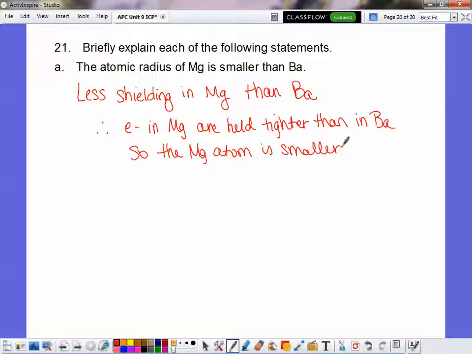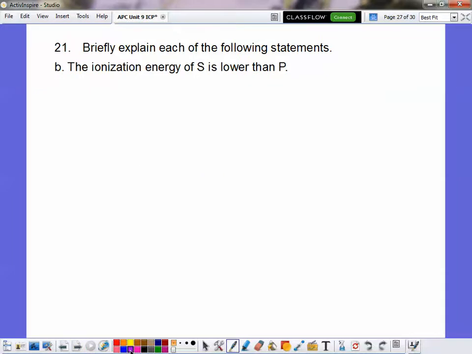Ready for B? All right, and I'm telling you this now. On your Unit 9 test, if you see anything that you think is a typo in terms of trends, I promise you I didn't make any typos. It might be an exception. Like this one, we expect phosphorus to have a lower ionization energy than sulfur, but really it's the other way around. You have to explain why, okay? So why is the ionization energy of sulfur lower than that of phosphorus?